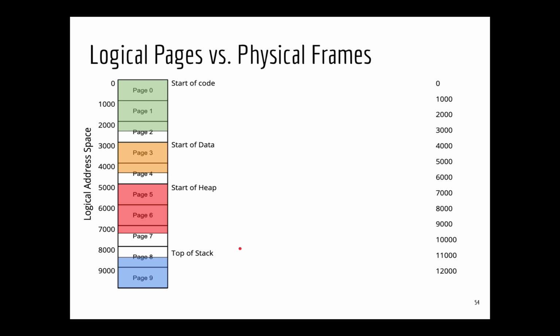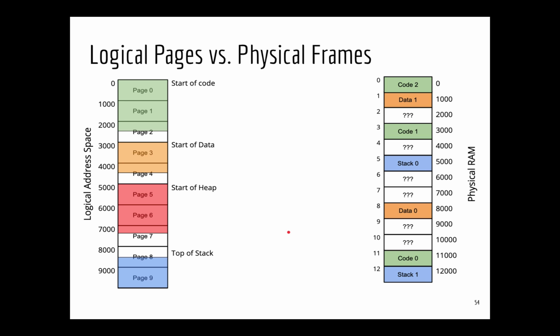So remember that in segmentation, the segments of a process may not be placed contiguously from each other in RAM, but also recall that each cohesive block itself, code, data, heap, and stack, is stored contiguously. Paging takes this idea to the next level. Each cohesive block itself does not have to be stored contiguously in RAM. As you can see from this diagram, I'm using the same color boxes, green for code, and then orange for data, and so on.